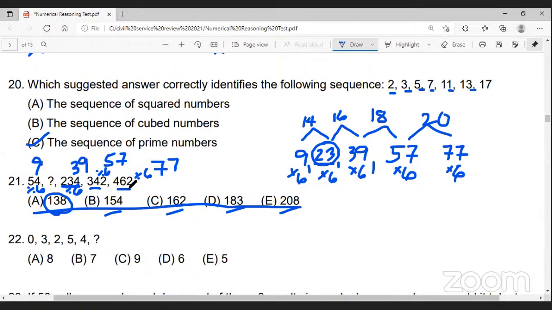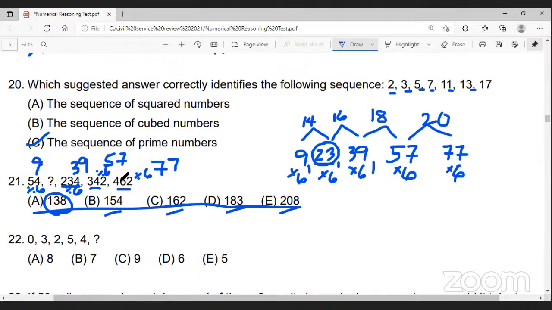So you will try to consider this way of solving the unknown term in the sequence. Another learning for you.